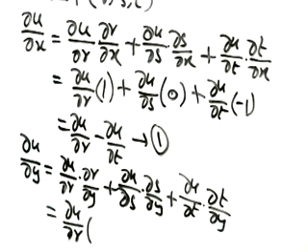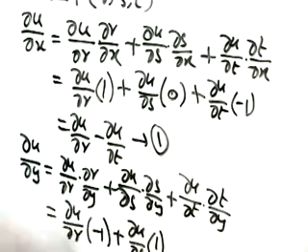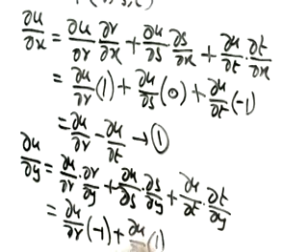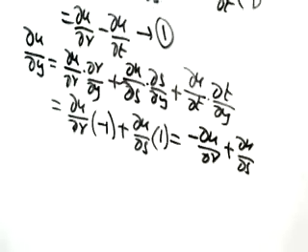Now see here, ∂u/∂r into ∂r/∂y, where ∂r/∂y is minus 1 here, plus ∂u/∂s into ∂s/∂y, sorry, ∂s/∂y is 1, and the last one, ∂t/∂y, is 0. So what is left here? Minus ∂u/∂r plus ∂u/∂s.